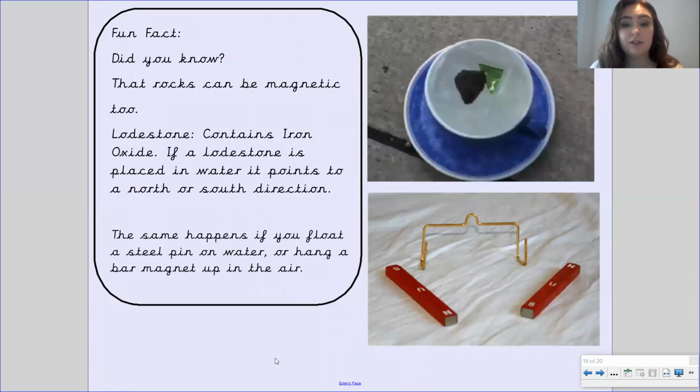Fun fact, did you know that rocks can also be magnetic too? Lodestone contains iron oxide. If a lodestone is placed in water, it points to a north or a south direction, which you can see is happening in this picture here. The same thing happens if you float a steel pin on water or hang a bar magnet in the air. They are always going to point to a north or a south direction.